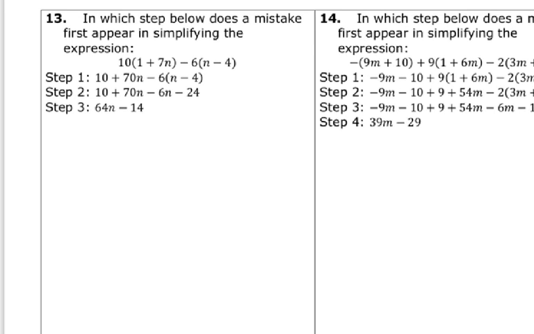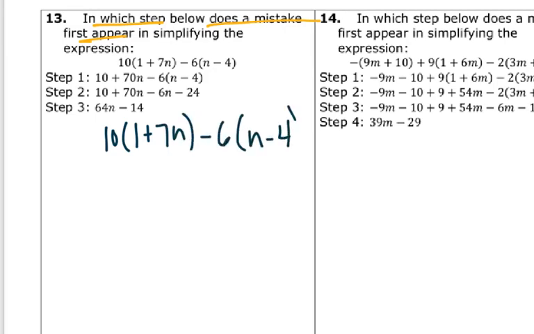In our next example, we're going to take a look at number 13. What we have in number 13 is it's asking, in which step below does a mistake appear when we simplify this expression? So I'm going to start by rewriting the expression. It's not an equation, there's no equal sign, so it's just an expression.